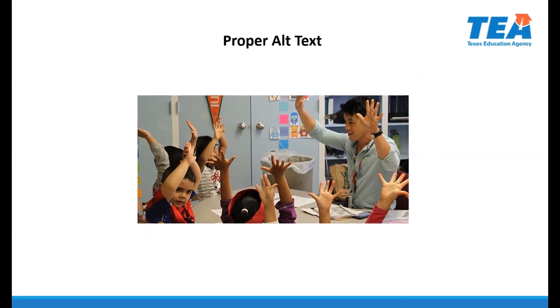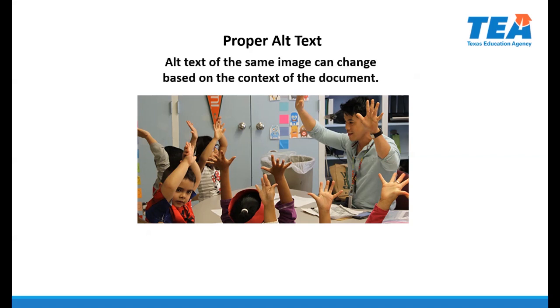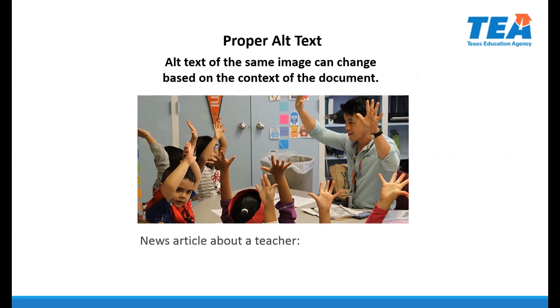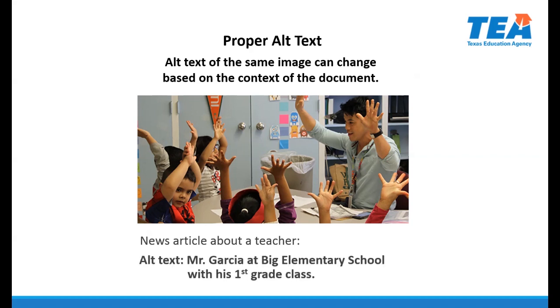Using the proper alt text on an image is just as important. Alt text of the same image can change based on the context of the document. For example, if this picture is used as a generic picture in a report on reading activities, a good alt text could be teacher and students doing activities. If this picture is specific to a news article about the teacher, it needs to be a little more specific. A good alt text example could be Mr. Garcia at Big Elementary School with his first grade class.